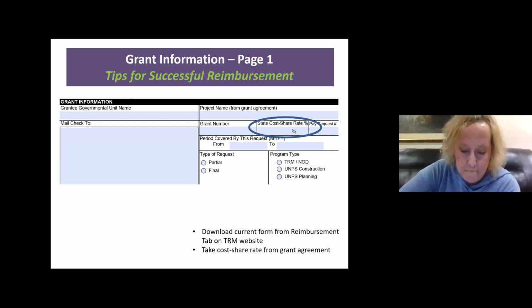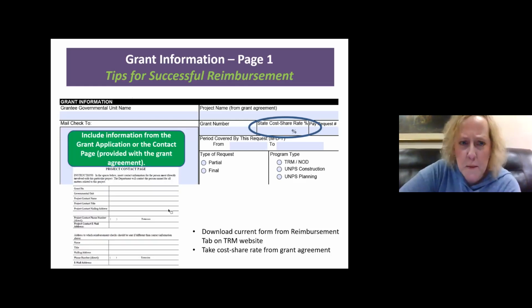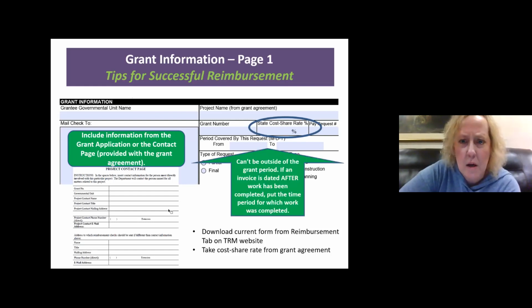Now, for the grant period, hang on one second here, I'm gonna just get caught up. For the grant period, you wanna make sure that that request period, I should say, is not outside of your grant period. If you have an invoice that's dated after work has been completed, make sure you put the time period for which the work was completed. You want that request period to be essentially within the grant period.